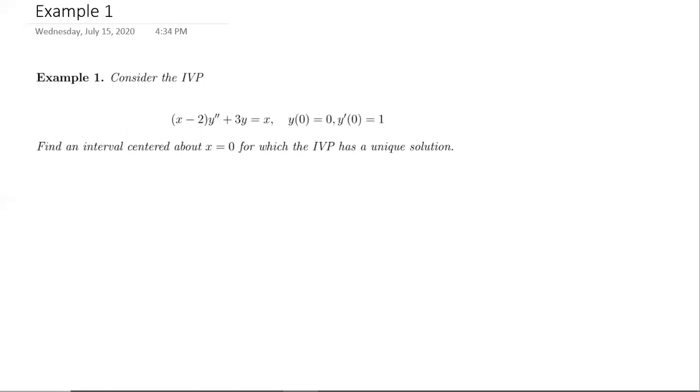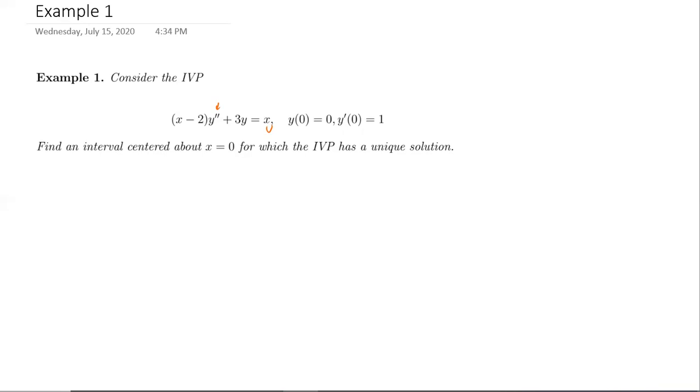Consider the initial value problem, (x - 2)y'' + 3y = x, with the initial conditions y(0) = 0 and y'(0) = 1. Now notice this is a second order, right, because there's a second derivative, linear, because the coefficients in front of the derivatives are just expressions either involving constants or the variable x, and whatever is by itself is only an expression involving x and constants, right?